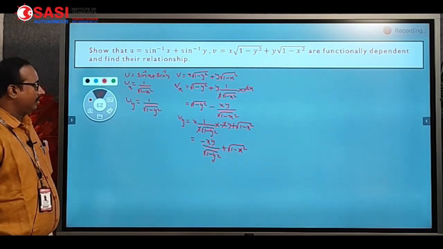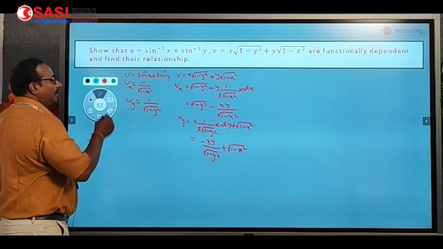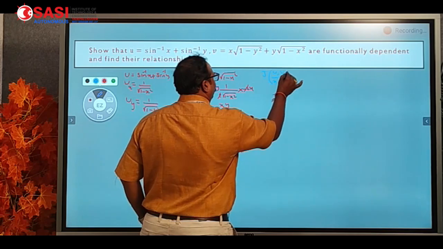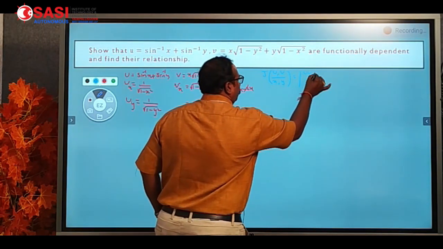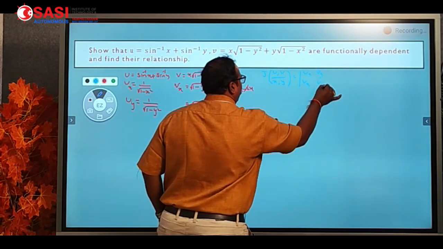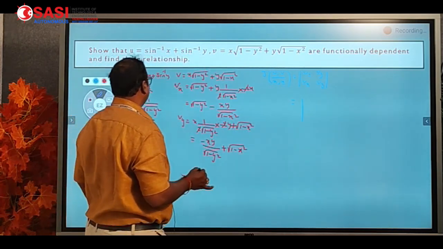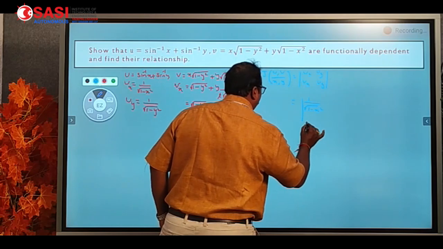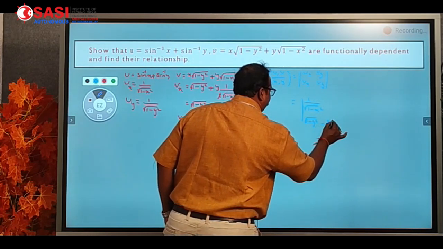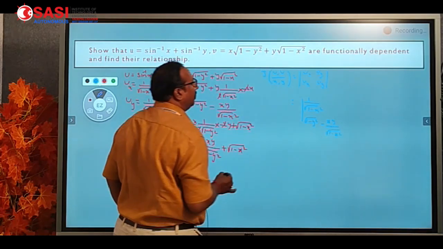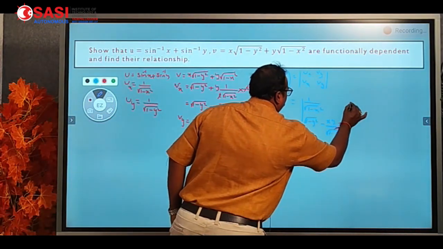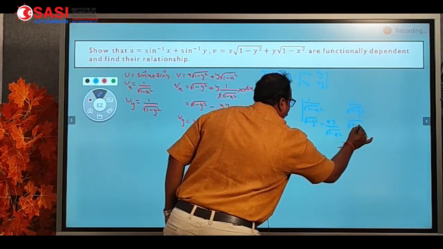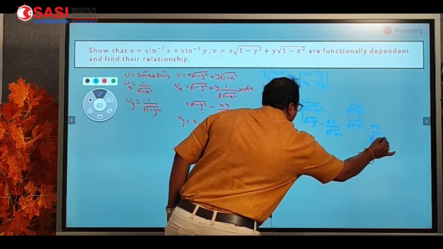Now calculate their Jacobian. So how to calculate Jacobian? We know that Jacobian of u comma v by x comma y, formula is det of ux, uy, vx, vy. Okay. So now det of ux. What is ux? 1 by root over 1 minus x square. Okay. Vx can be written as root 1 minus y square minus xy by root 1 minus x square. Now write uy. What is uy? 1 by root 1 minus y square. Now vy is nothing but root 1 minus x square minus xy by root 1 minus y square.